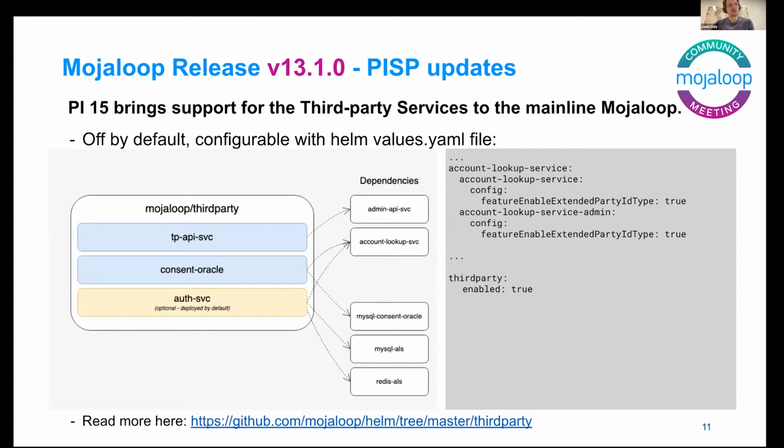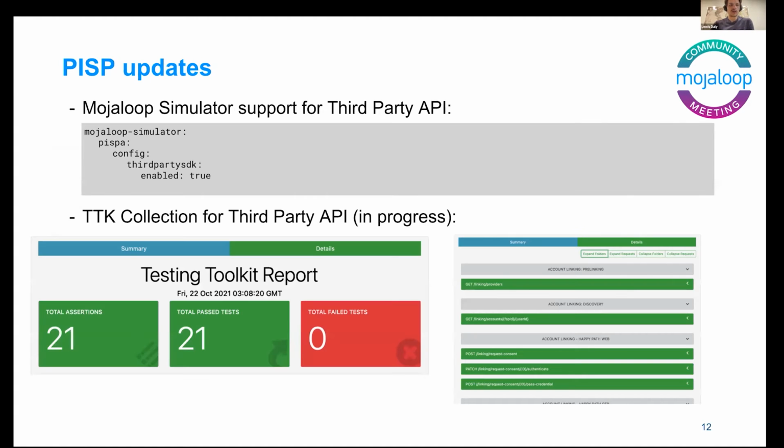Importantly, you can also deploy it alongside. If you've got an existing Mojaloop deployment, you could potentially deploy the third-party support alongside existing Mojaloop, maybe in a different namespace, whatever you want to do. It is flexible in that regard. And next slide, Miguel, I'll just talk through as well.